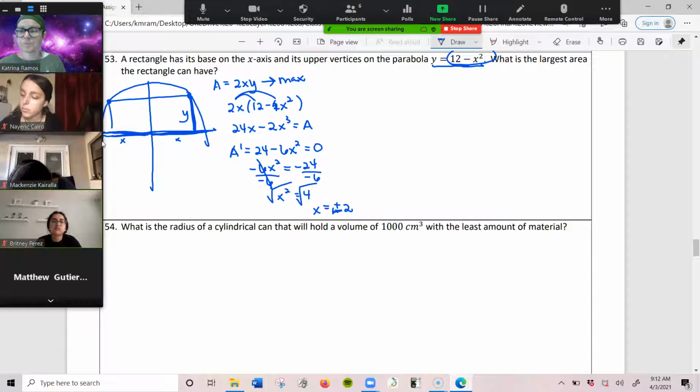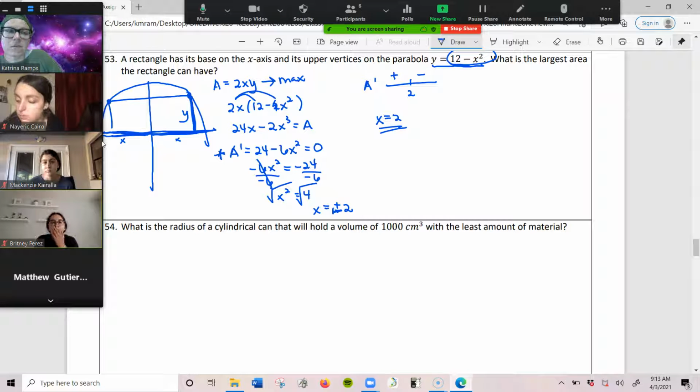Is that all right? Now you can always test this to make sure that it is indeed a maximum. Here's my derivative. So let's say if I plug in 0, you would have 24 minus 0, which is positive. And if I plug in 3, it would be 24 minus 3 squared, which is 9, times 6 is 54. So 24 minus 54 is negative. So it is indeed a maximum. Okay, so x equals 2 is where we have a maximum.